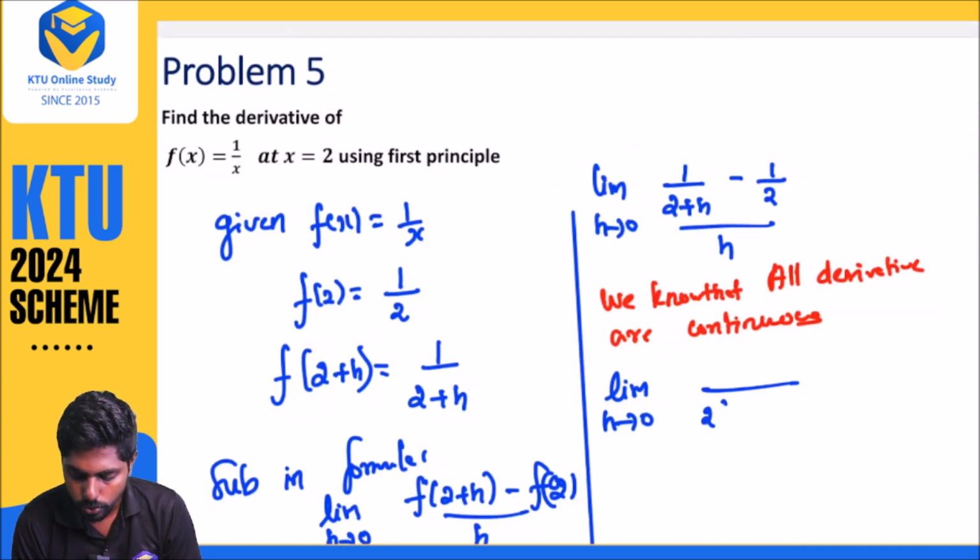That means you will be getting 2 into 2 plus h. So what is missing in the numerator here? We need 2 into 2 plus h. What is missing here? 2 is missing. So we can write 2 here.